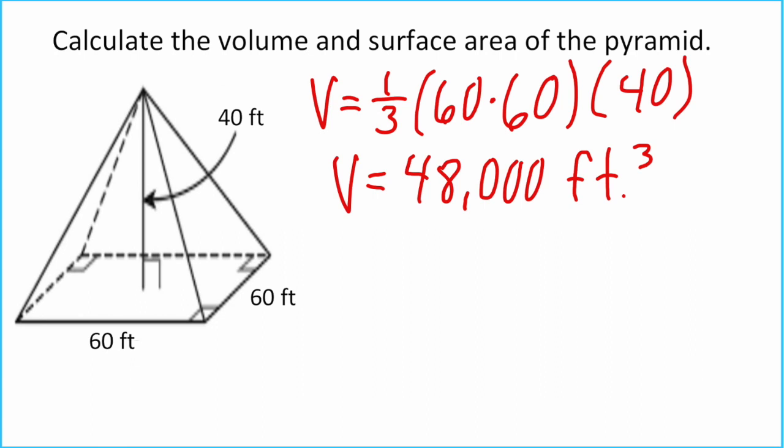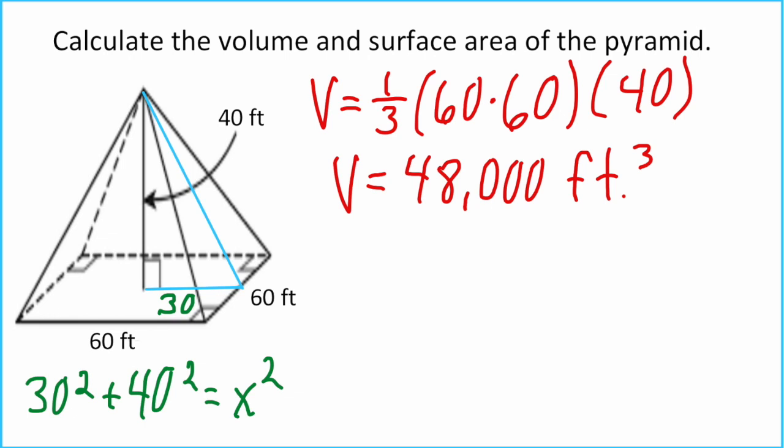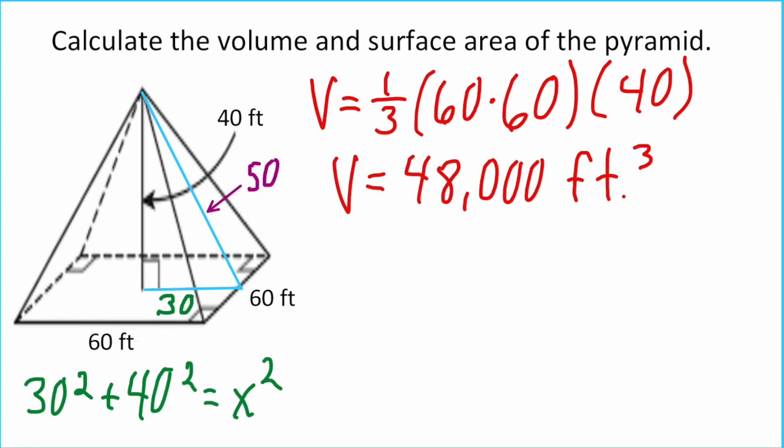Now for surface area, I've got to find the height of my triangle. So there's that right triangle I'm going to be working with. And I take my 60 feet and divide by 2 to give me 30 on the bottom. And so the Pythagorean theorem would be 30 squared plus 40 squared equals x squared. You can solve this out, but I'm noticing a pattern here. This is just a 3, 4, 5 triangle that's been multiplied by 10. So I know that the hypotenuse there is going to be 50. And that hypotenuse is going to be the height of the isosceles triangle for our 4 faces.